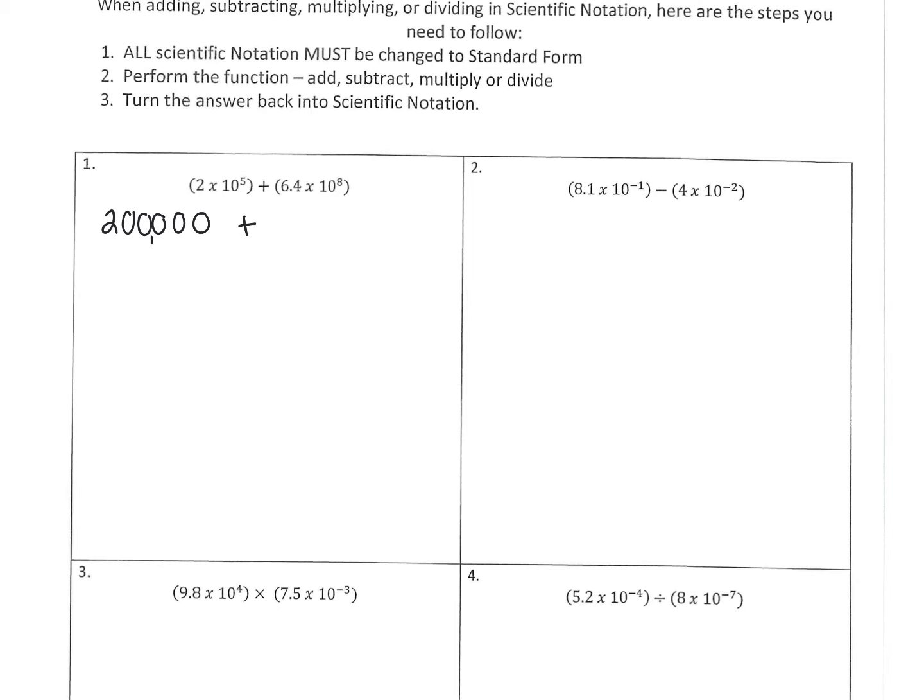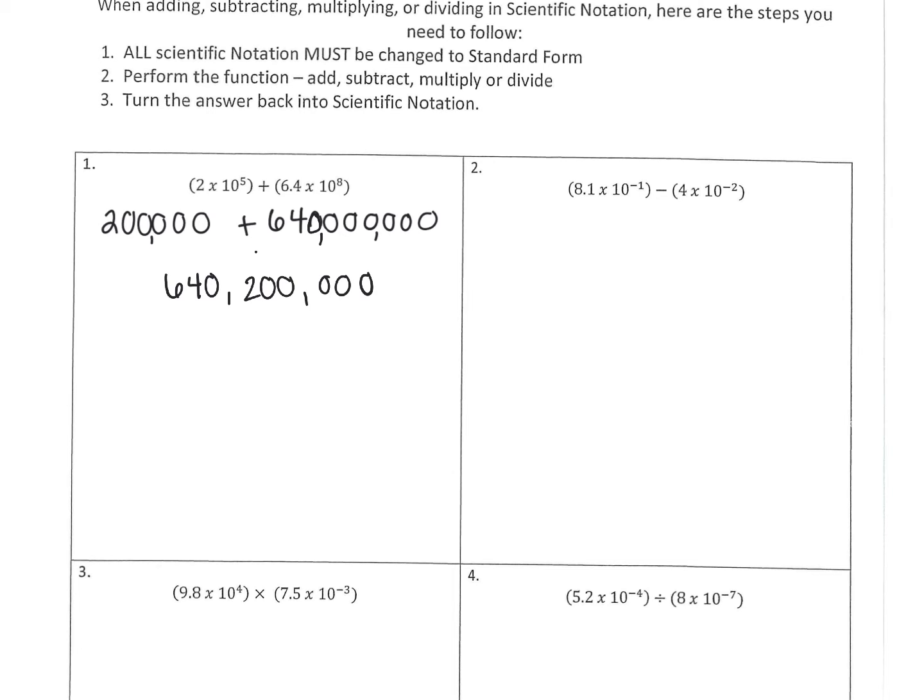Plus 6.4 times 10 to the 8th would be 6, and then you have 1, and then 7 zeros, which would give us 640 million. So you're going to add 640 million plus 200,000, and you get 640,200,000.